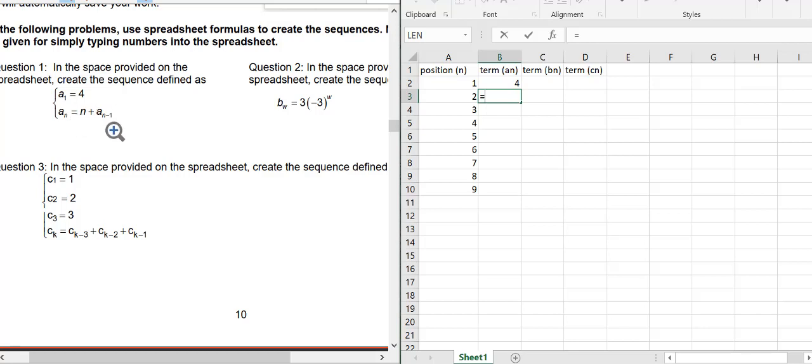Just read it. N. And where is N? Over here, right? And then what? Plus the term before it, which is up here. Is that right? Enter. Then if I grab that and drag it down, we have our terms.